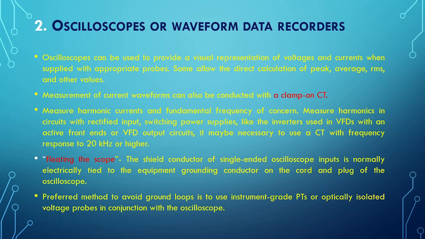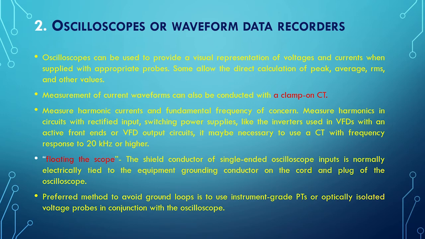Okay, the next important term is floating the scope. Floating the scope is when the shield conductor of a single-ended oscilloscope input is normally electrically tied to the equipment grounding conductor on the cord and the plug of the oscilloscope. The preferred method to avoid using a ground loop is to use the instrument grade PT, which is the potential transformer, or the optically isolated voltage probe in conjunction with the oscilloscope.